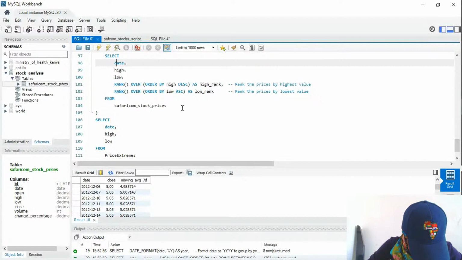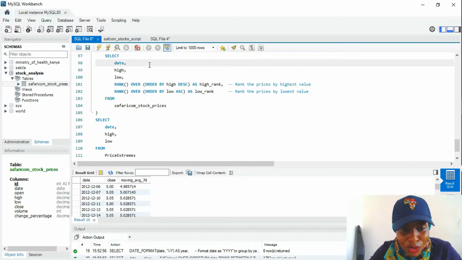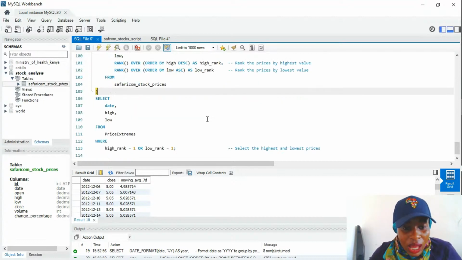Even says we came across unbounded preceding and preceding. Maybe you can give me a context as to where you've come across that. Is it in stocks? Because I haven't come across it yet.